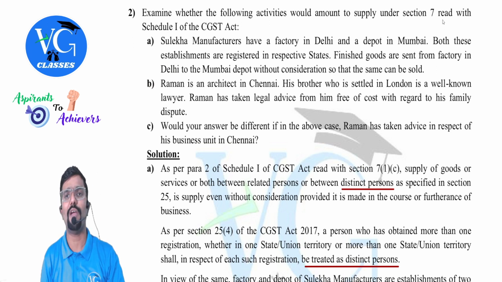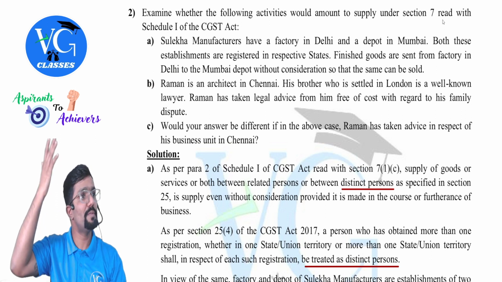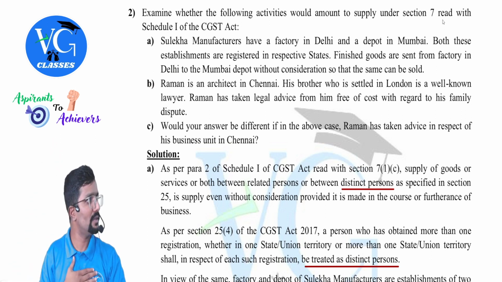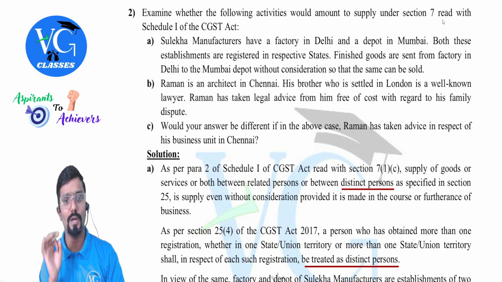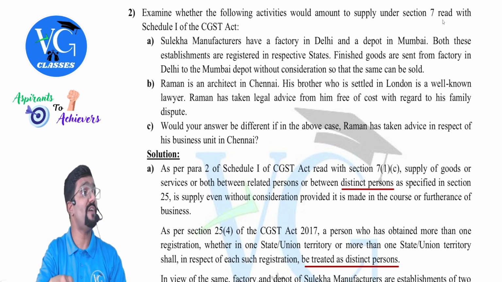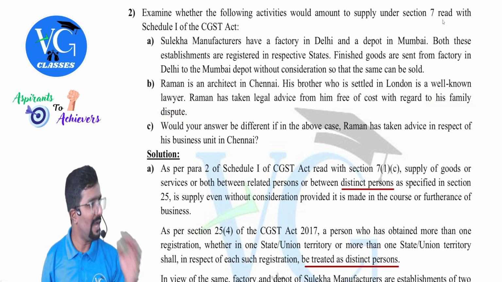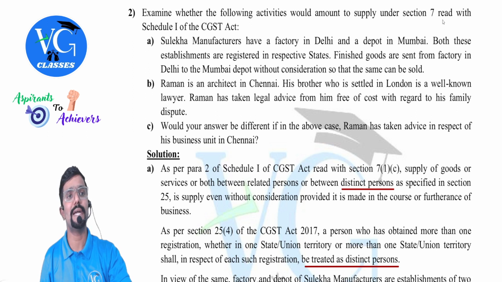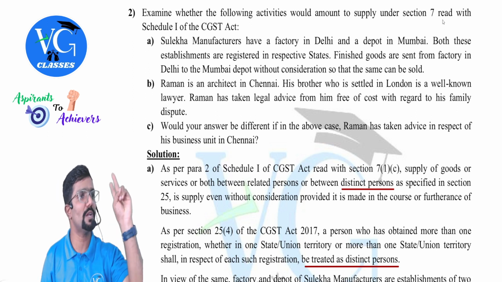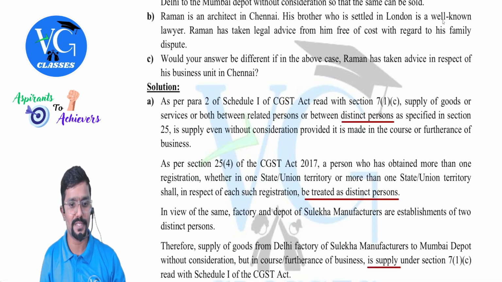Correct? We saw the definition of family. But here, he is a well-known practicing lawyer. So, will he be dependent on the person? No. He will be independent. So, should I consider them as related or not? Not a relative. And moreover, it is for personal purpose, a family dispute, not a supply. Para 4 is not attracted here for 2 reasons. What are those 2 reasons? Personal purpose. Another one is it is not between related persons.